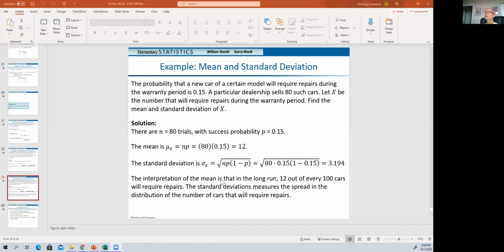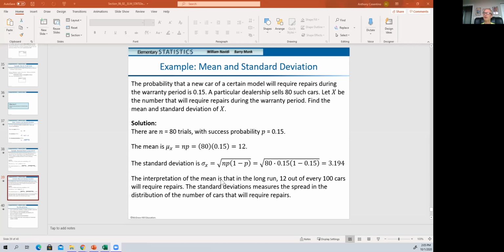The probability that a new car of a certain model will require repairs during the warranty period is 0.15. A particular dealership sells 80 of these cars, and let X be the number of cars that will require a repair during the warranty period. Find the mean and standard deviation.